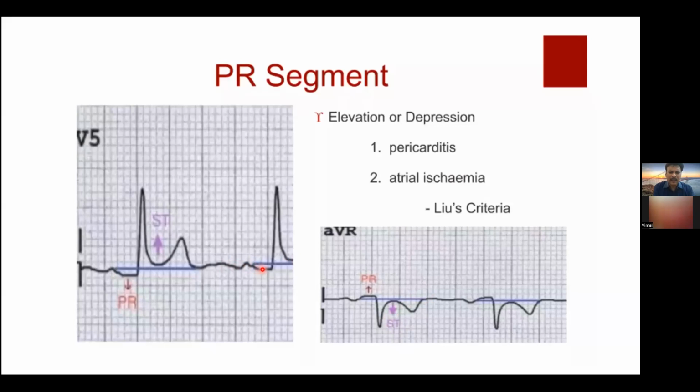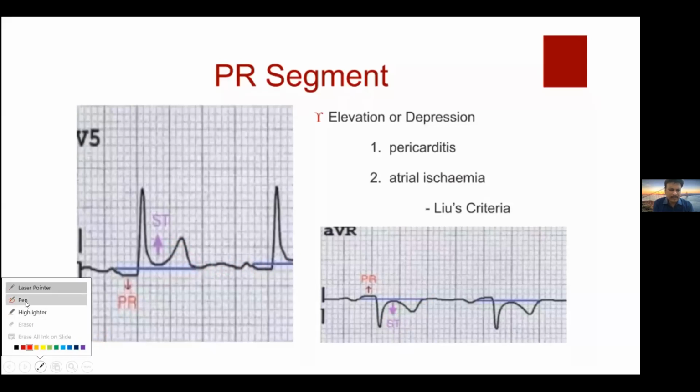See here, the TP junction. This is the T wave. End of T, the junction to the next P wave, this is the bottom isoelectric line. So it continues like this. This is the isoelectric line. When the PR segment is above this, you call it elevation. Below this, you call it depression. See here, the PR is depressed. In this segment, the PR is elevated.